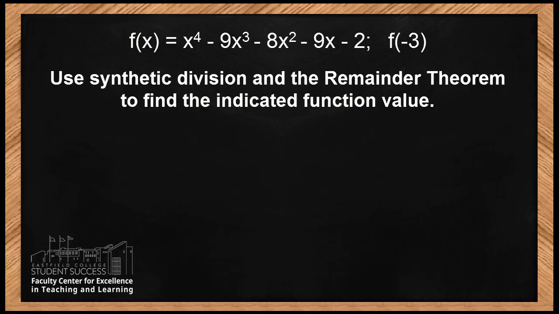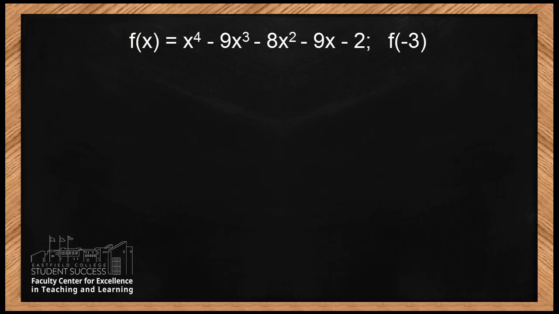Well, in the previous sections that you've probably done, what you would have done at this point is to actually substitute negative 3, because that's what you know x is, for all of these x's. But now, this is not what we're going to do. We're going to use synthetic division and the remainder theorem to find exactly the same thing. What is f of x when x is negative 3?